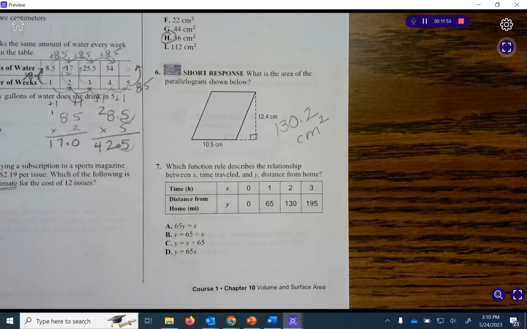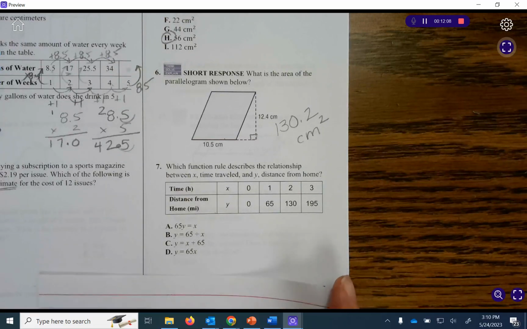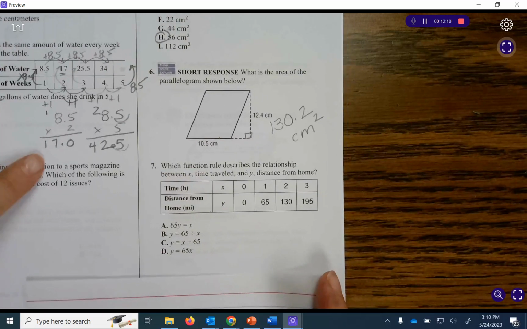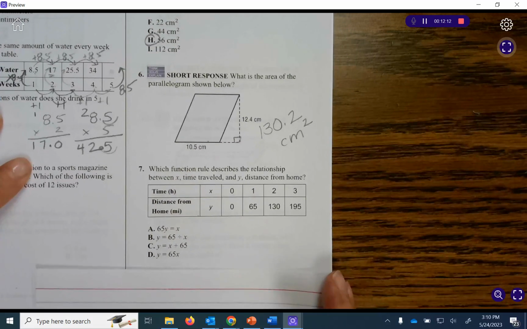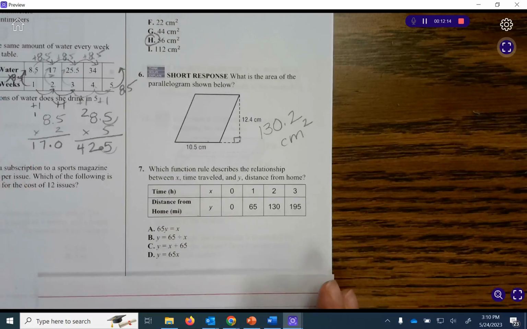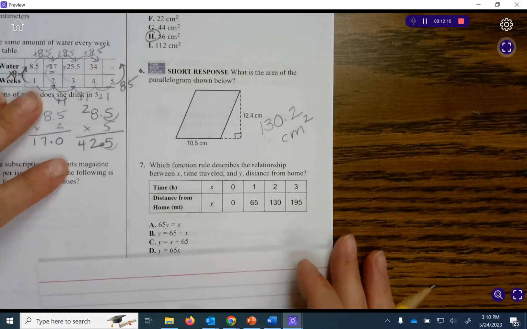Which function rule describes the relationship between x, time traveled, and y, distance from home? Take a moment to look at this graph if you haven't, and I hope you have, because I need you to make sure that you're doing these problems. It's not okay to have me do them and then just copy it, because you want to make sure you know how to do the problems.